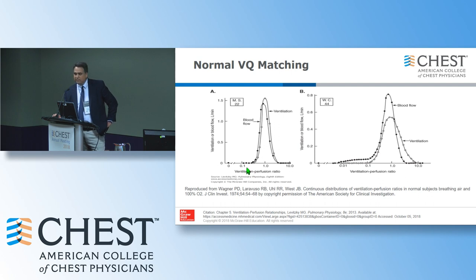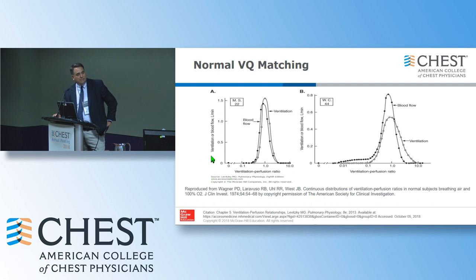They take a mixture of six inert gases, and they dissolve it into saline. And they then inject it into the patient. And then they measure the amount left in the blood and the amount in expired, exhaled gas. And they can create these graphs, which seem to be somewhat confusing.